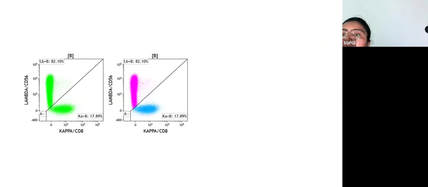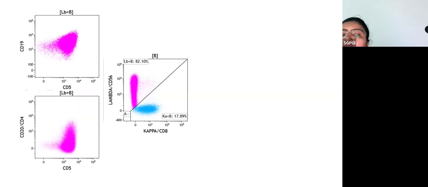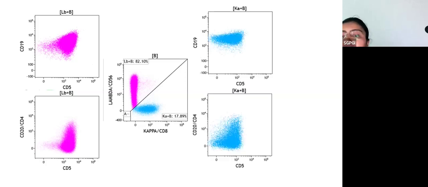So if we color the lambda positive cells pink and the kappa positive cells blue, what we see is that the pink cells express 19 and 5. And they also express a very dim 20, right? So that is a CLL clone definitely. What about the blue cells? They express 5 slightly at a dimmer intensity, and they also express 20 at a dimmer intensity.